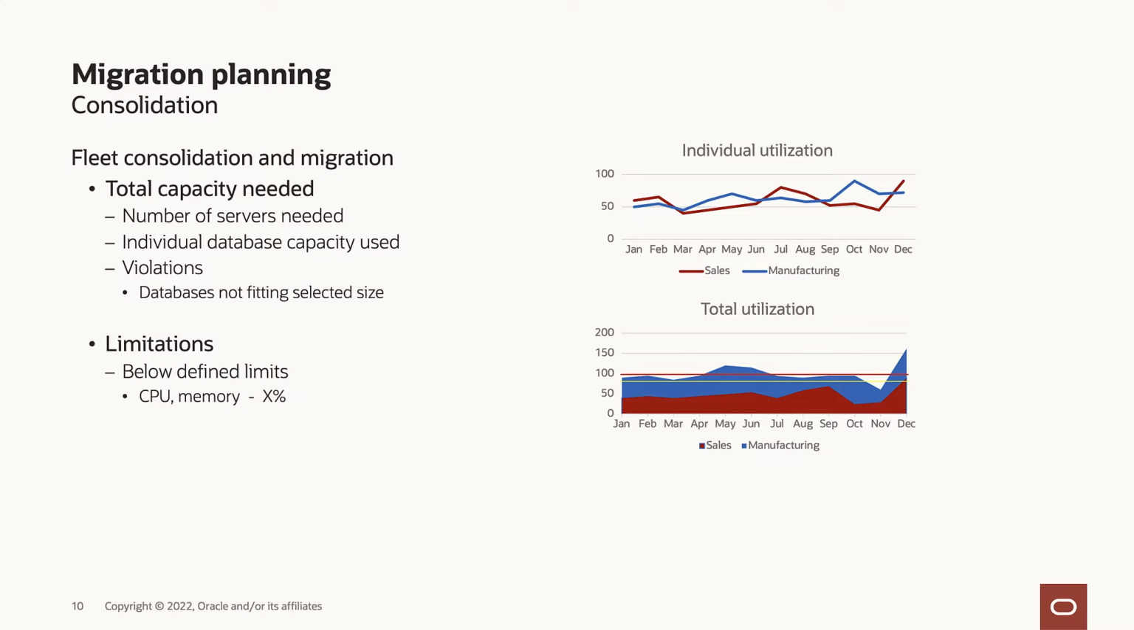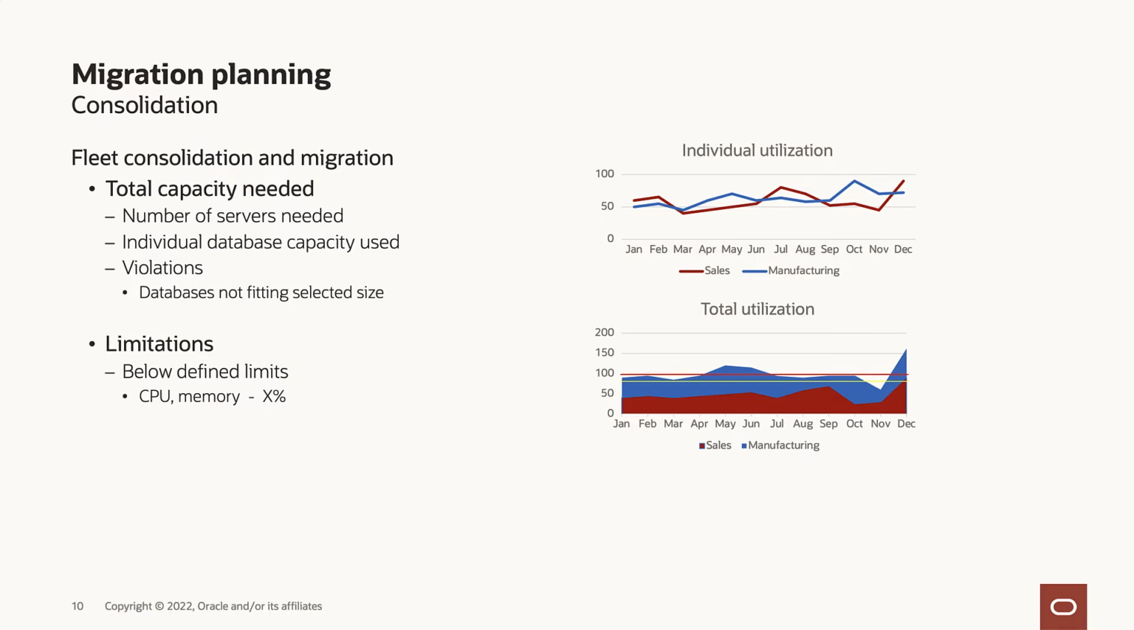When a destination server size is selected, then it will provide us with the amount of servers of this size that it needs. If an individual database doesn't fit, it will be excluded and the violation is reported. So when is the server size too small for an individual database? In Migration Planner, it's possible to set up limitations. So a certain resource like CPU or memory can be set to a certain percent of the total capacity, and that will help us to define if the workload is below the set limit.